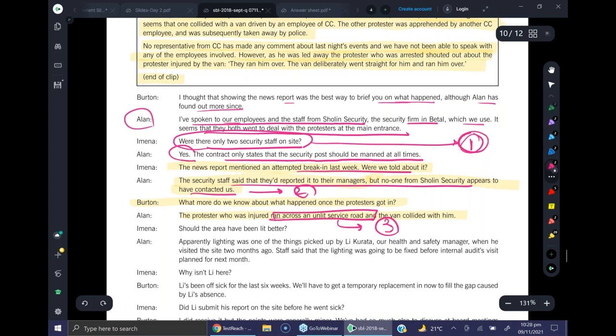What is the consequence? Because the road was unlit, the van driver was not able to see the protester and the van ran over him and there were serious injuries. This could have been fatal. Do you guys understand what I'm saying? So what's your recommendation?